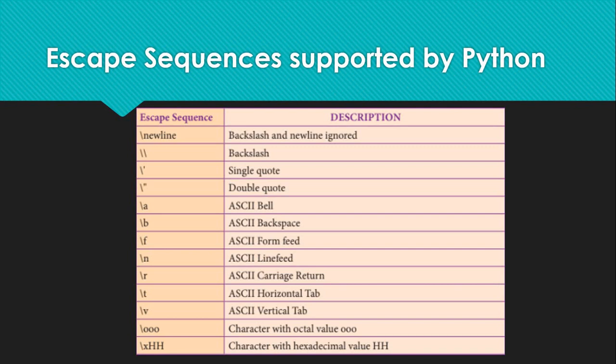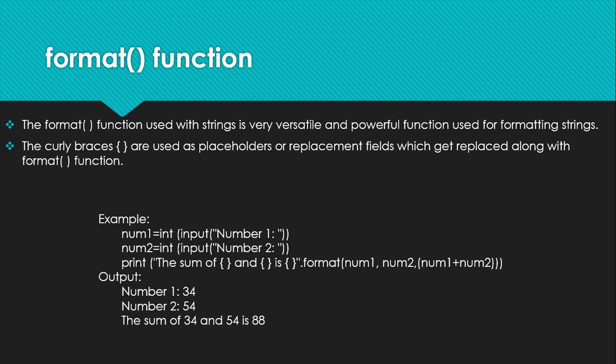The next slide I'm going to talk about an important function called the format function. This format function is very versatile, very flexible, very useful in Python, because it helps you to format strings and print them in a particular pattern. You want to print the output in a particular pattern. To get the output in the particular pattern, we use these curly braces as placeholders. I repeat again, to print the string in a particular format, we use these curly braces as placeholders.